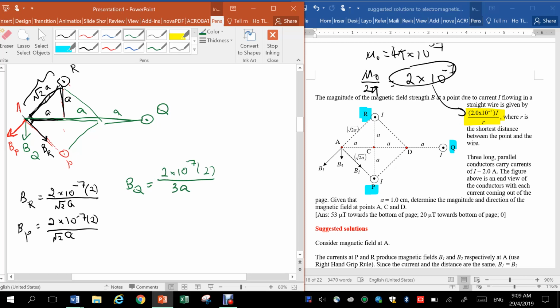So let's leave it as A. Right, so now we have to add these three vectors together. We know that the angle here is 45 degrees. So the resultant B at A is BR cosine 45 degrees plus BP also cosine 45 degrees, right, because this is also 45 degrees, and add BQ, sorry.